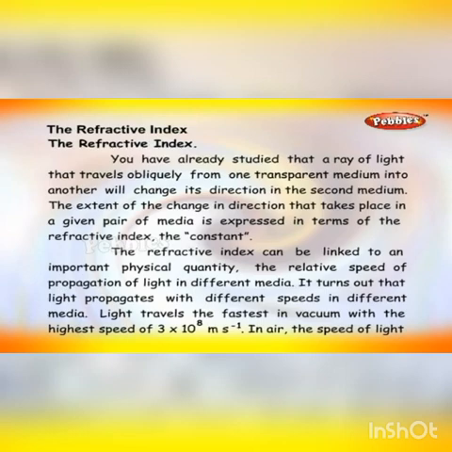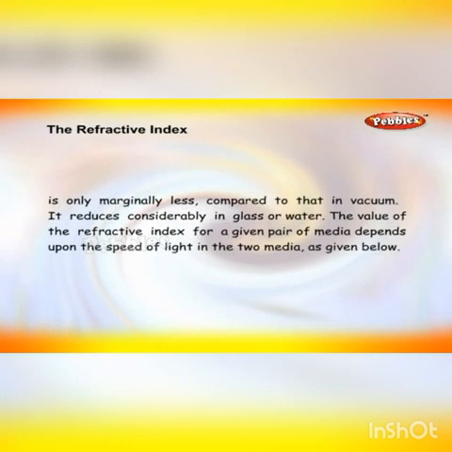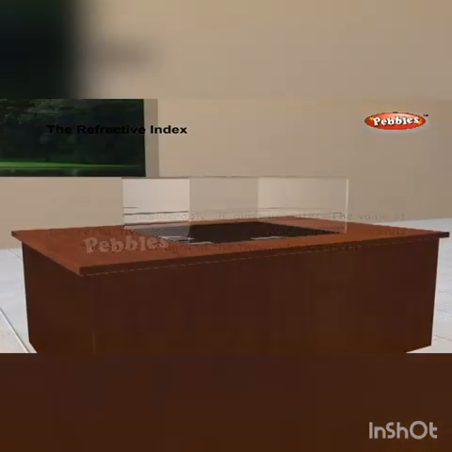Light travels the fastest in vacuum with the highest speed of 3 × 10⁸ meters per second. In air, the speed of light is only marginally less compared to that in vacuum. It reduces considerably in glass or water. The value of the refractive index for a given pair of media depends upon the speed of light in the two media as given below.